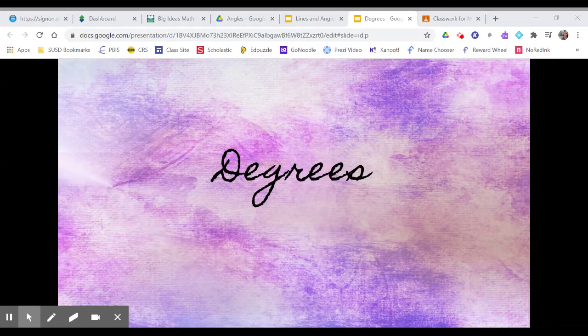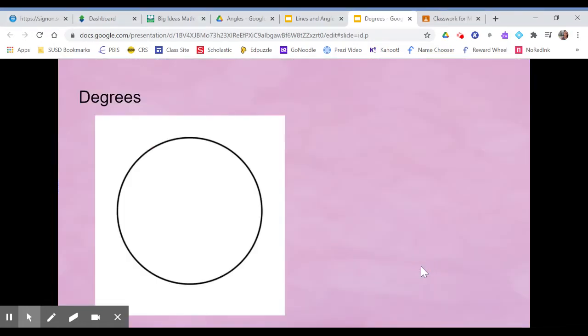So now we're going to start taking a look at degrees and how we actually measure all of these different angles. When we talk about degrees, we're talking about basically a circle. And a full circle is 360 degrees. So all the different angle types that we've been talking about, obtuse, straight, right, acute, all of that, think of it within an entire circle.